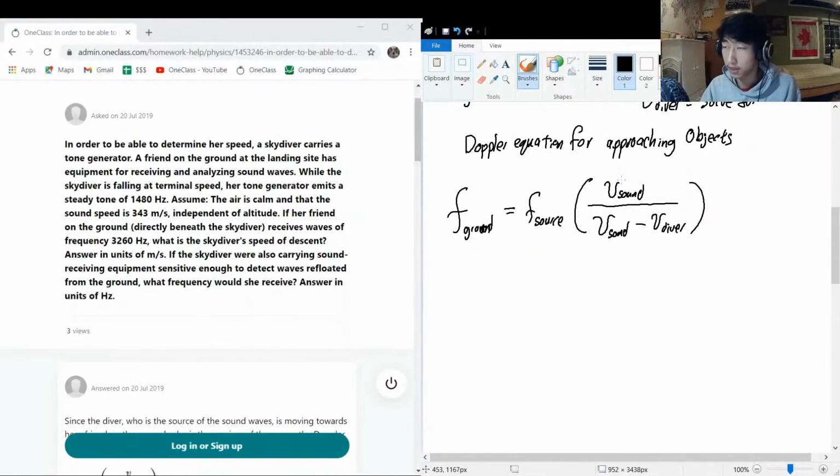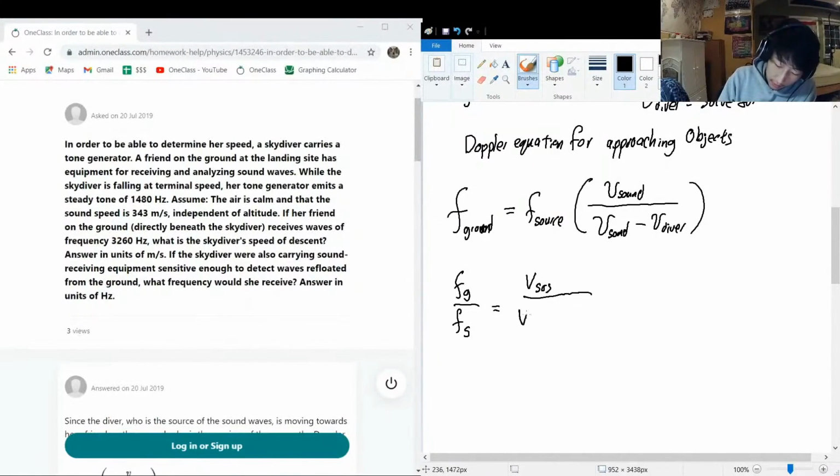If it's something that's getting away from us, it's a positive in the denominator. Okay, so let's isolate F diver, and that will give us exactly what we need. So first, let's bring the F's to the same side. So we have FG, G for ground, just to make this a little bit shorter to write, and then VSOS, speed of sound, VSOS minus VD. Okay, then we're going to multiply both sides by the denominator of the right side here.